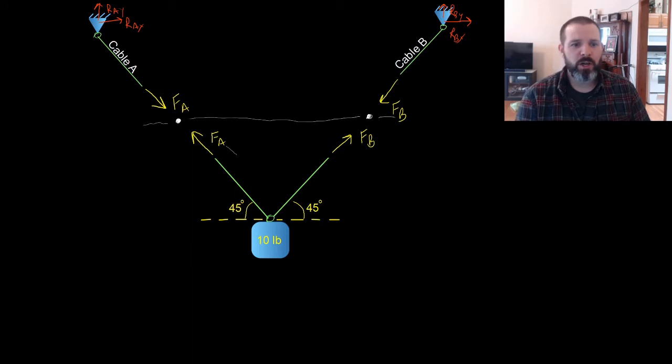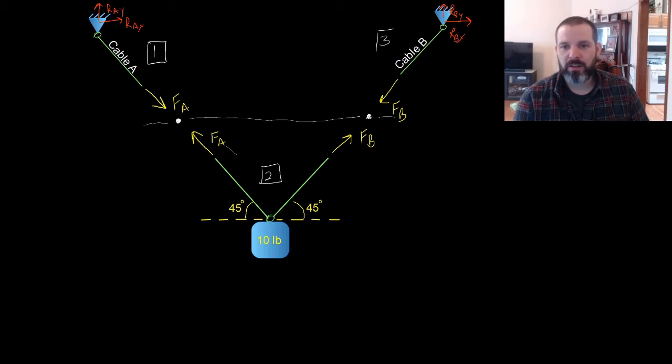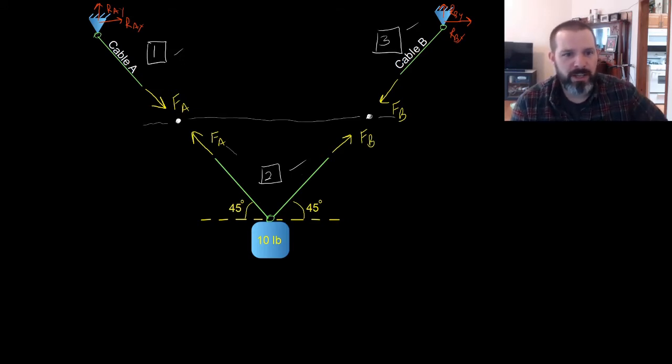Now that we've section cut this, we basically have four different pieces of structure. 1, 2, 3. Now, for each of these pieces of structure, we can write three equations of equilibrium because each of these pieces has to be in equilibrium with the internal and external forces at all times. So we have piece 1, 2, and 3.